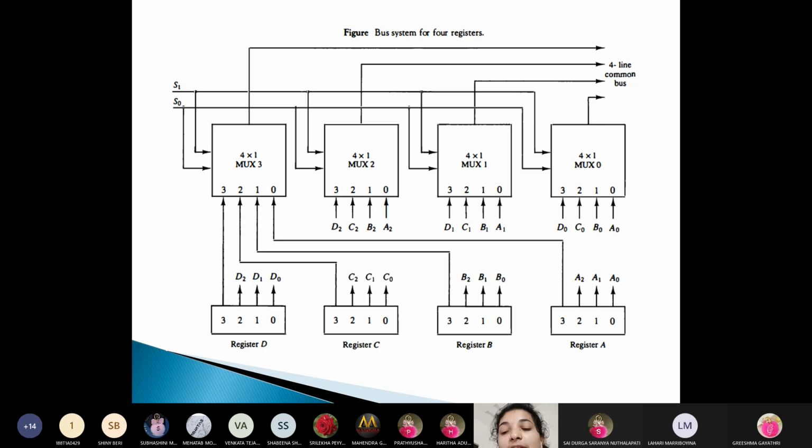So when S1 S0 is equal to 0 0, the 0 data inputs of all the 4 multiplexers are selected and applied to the outputs, and that forms the bus lines that receive the contents of register A, since the outputs of these registers are connected to the 0 data inputs of the multiplexers. Similarly, register B is selected when S1 S0 is equal to 0 1, and so on.